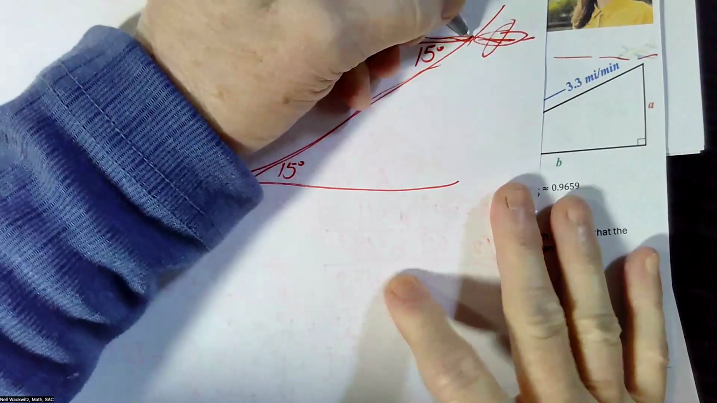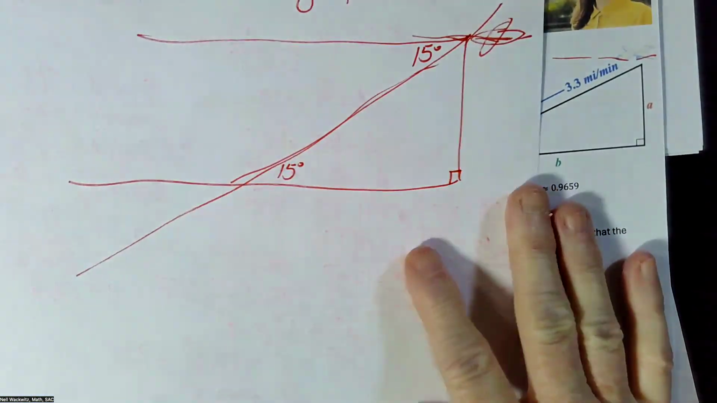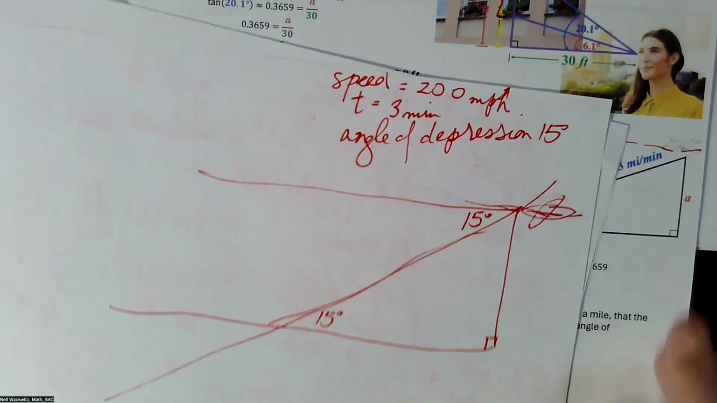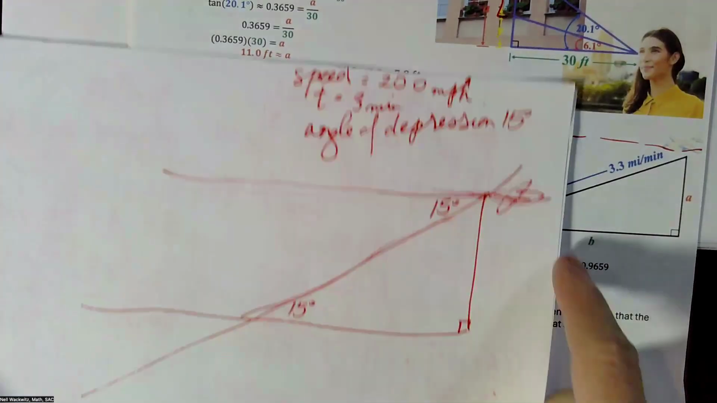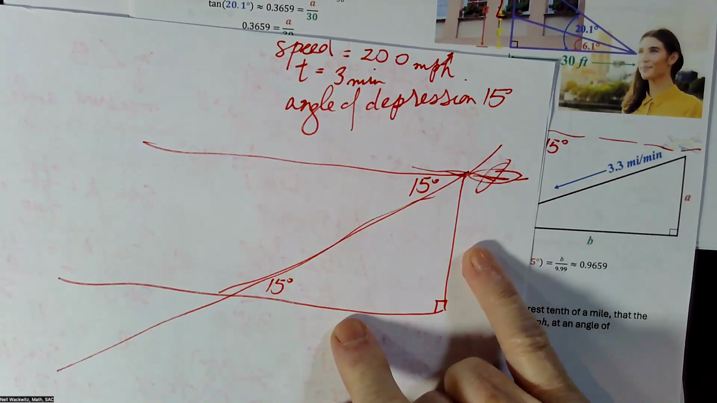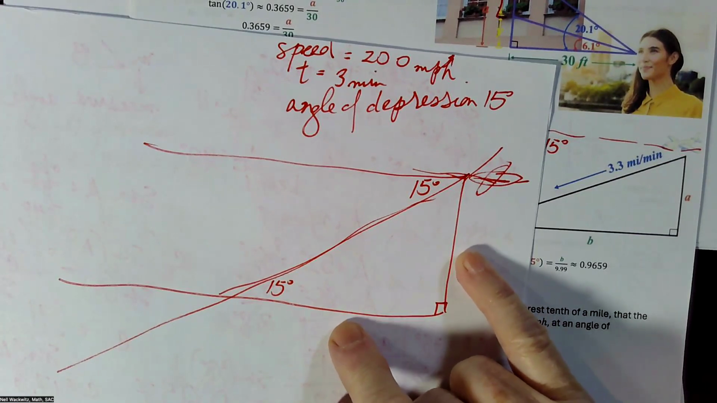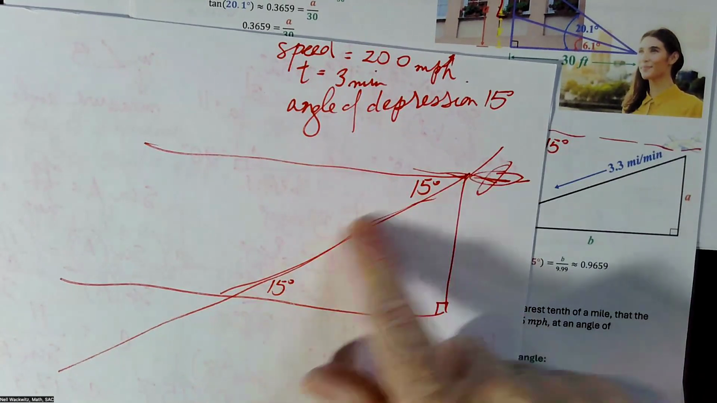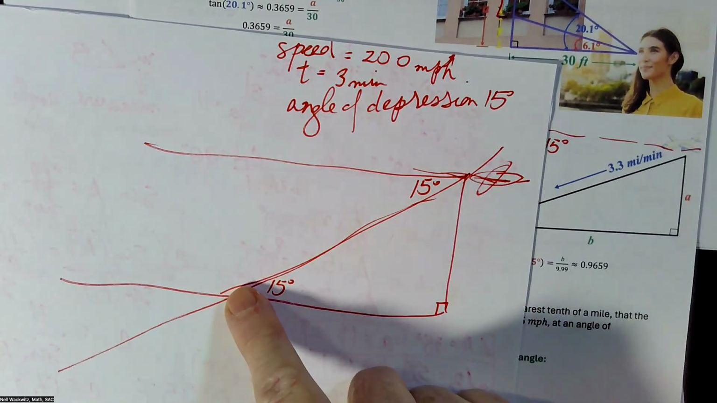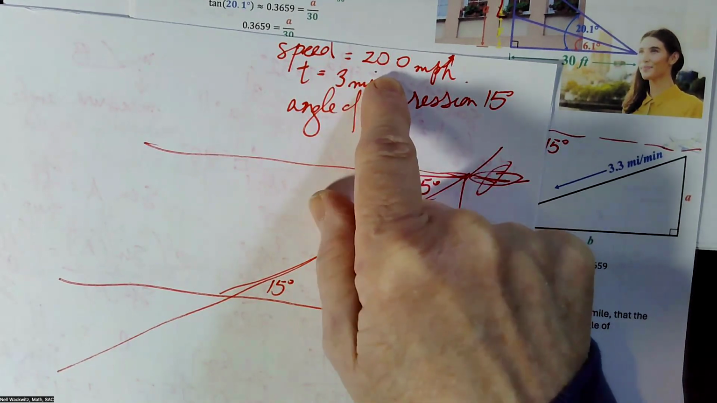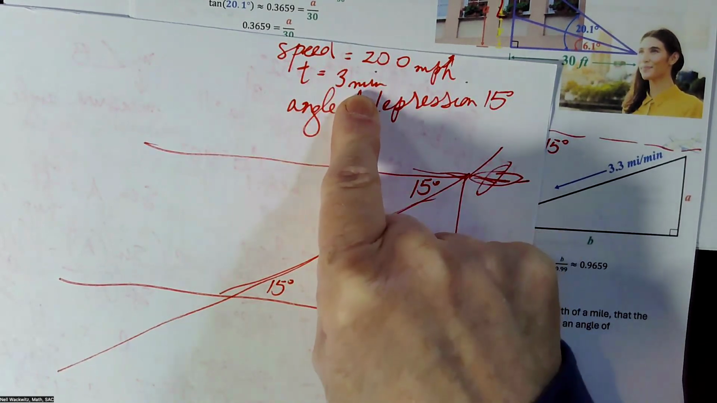And now we just need to find all the numbers. So, well, this one is weird. We want to find these values in miles to the nearest tenth of a mile, but we're not given the distance it flies. We're just told it's going 200 miles per hour for 3 minutes.